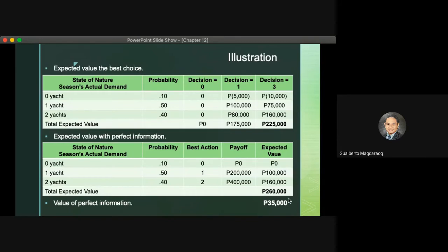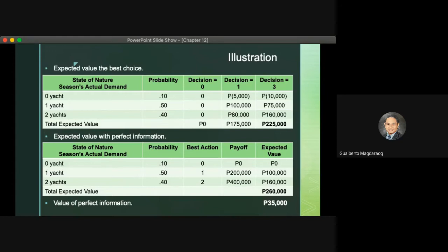If someone will be able to tell us with complete accuracy that the demand for the future is 2, we are willing to pay up to 35,000. Okay? If someone will tell us that the future demand with complete accuracy is only 1, we again can pay up to the maximum of 35,000. Even if it is 0, pwede tayo magbigay hanggang 35,000. Okay? At least we are sure.